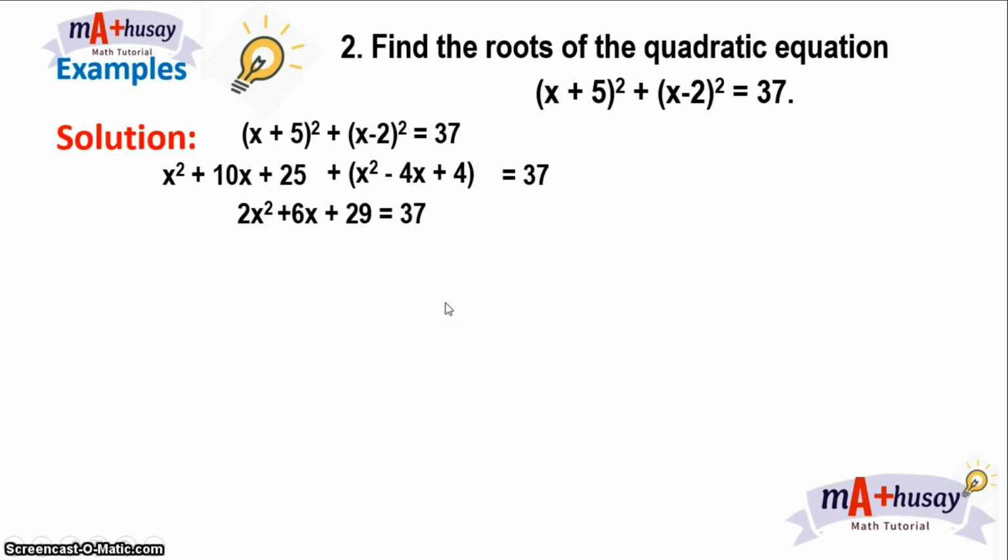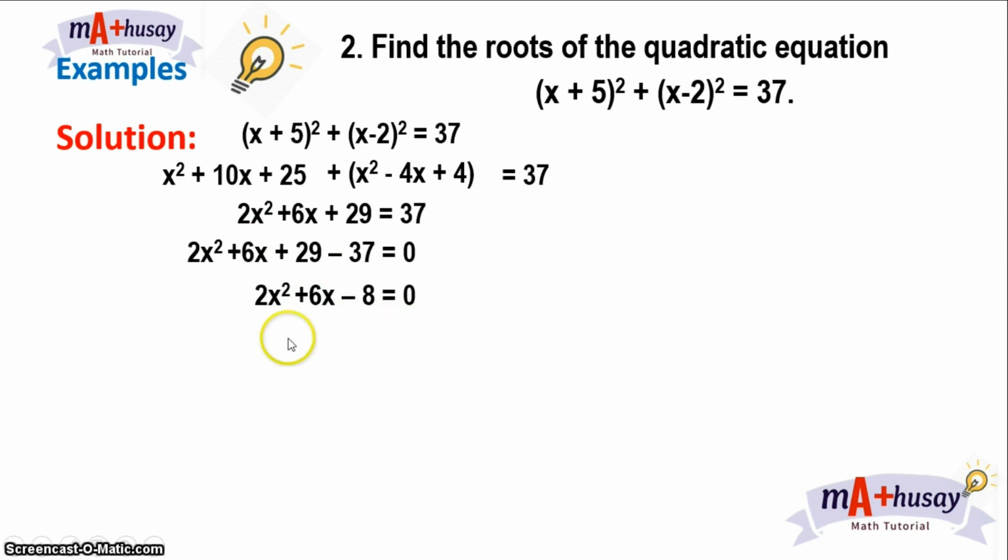So we want to have this written in standard form, so we have to add negative 37 to both sides of the equation. So adding negative 37 to both sides of the equation, we have 2x squared plus 6x plus 29 minus 37 equals 0. So simplifying the expression on the left side, we have 2x squared plus 6x minus 8 equals 0.